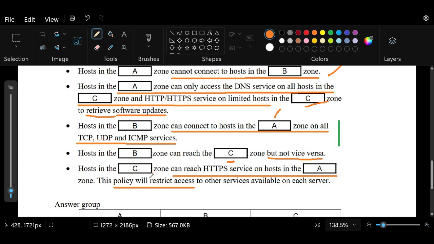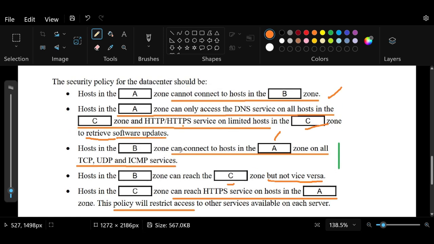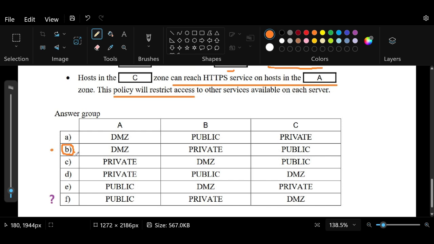Okay, so the internet, the public zone, can still reach, in this case, the HTTP service on hosts in the DMZ zone, but there is restriction in the access. So if we put together all these, we can eliminate the statements where it's ambiguous. It could be DMZ zone or public zone by checking the other statements. And in that way, we'll know that the correct answer is letter B instead of F.